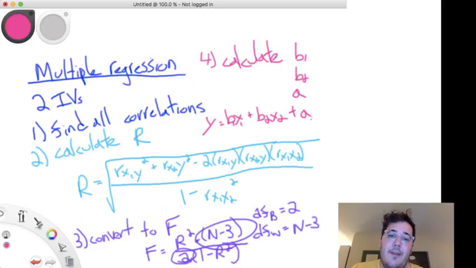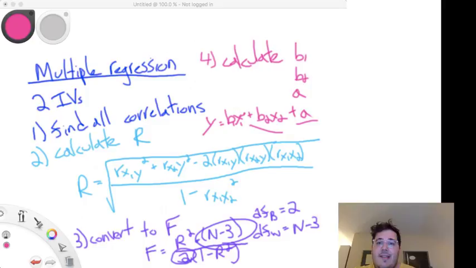Right? So you have to calculate B1, that's going to go with x1. You want to calculate B2, that's going to go with x2, and then A. So that's multiple regression. I want to go through and check. So those are all the tests, and those are all the tests and when you would use them.